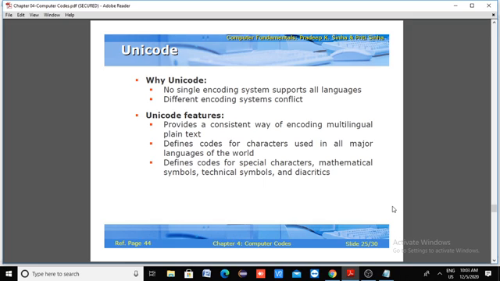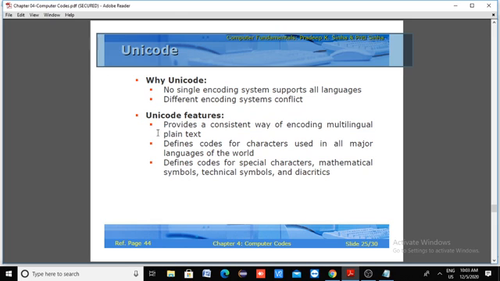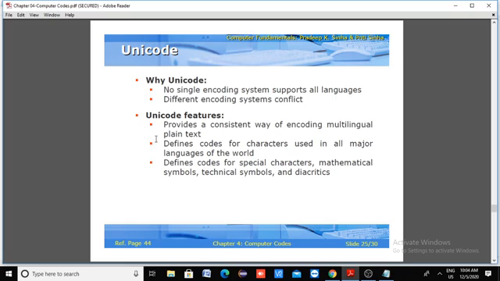Different encoding systems conflict. For that reason we need Unicode. So what are the Unicode features? It provides a consistent way of encoding multi-language and plain text. That means if you are using Unicode, it gives a consistent way of encoding for all languages, all local languages. When you type on the computer, it supports all your local languages.